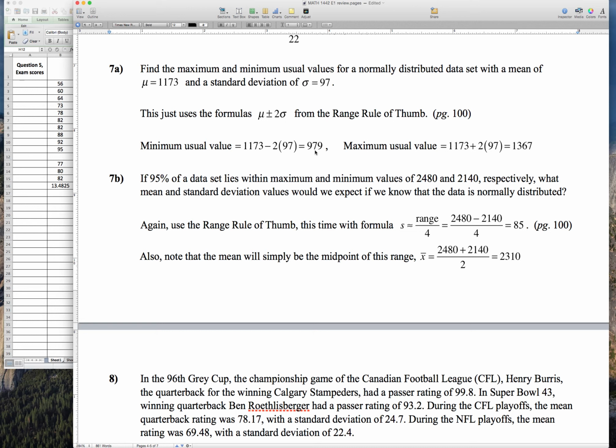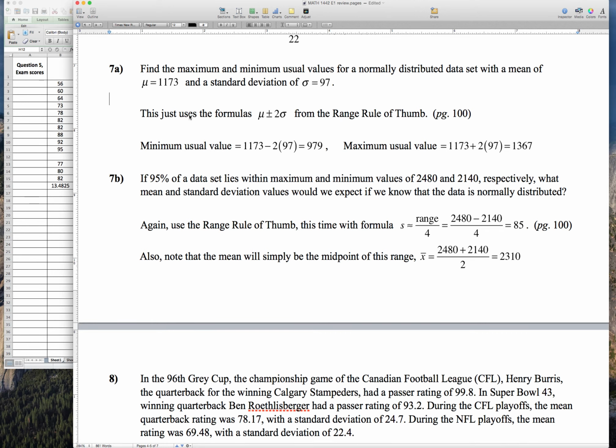The first one we did a couple of times, which is the minimum usual and maximum usual value from a normally distributed data set. And we're given the mean and the standard deviation in this question. And so to find the minimum, we just subtract 2 times the standard deviation from the mean. This symbol, if you're not familiar with it, plus minus, is a compact way of saying that we have one value and we're going to add something to it, and we are also going to take that value and subtract something from it. It's a way of representing 2 calculations in a compact way.